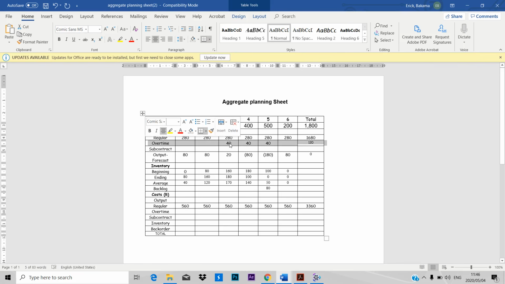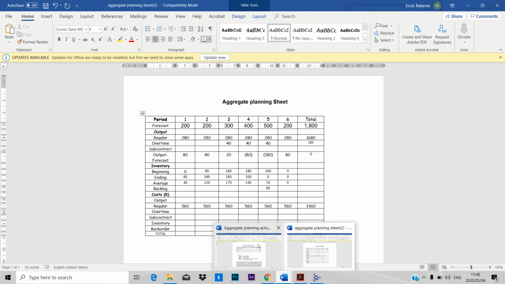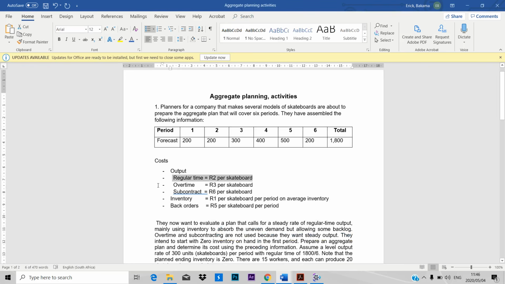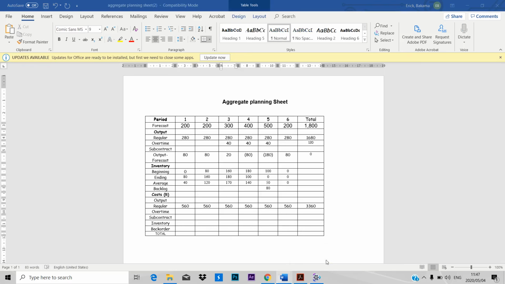Yes, we have overtime in period 3, 4, and 5. And we use 40 hours for each. Now, how much should we pay for the overtime? In this case, they are saying that for every overtime unit, we need to pay 3 rand. So, we look at the number of units. In the third period, we produced 40 units times 3, it's 120, and we have 120 for period 3, 4, and 5. Then the next one is the subcontract.